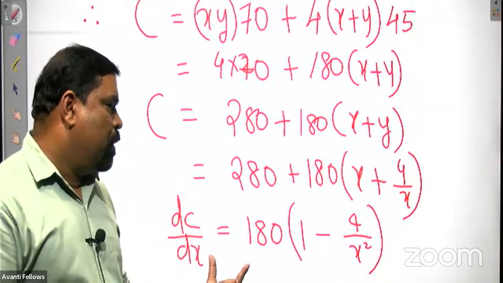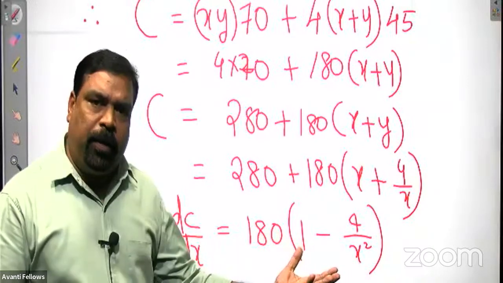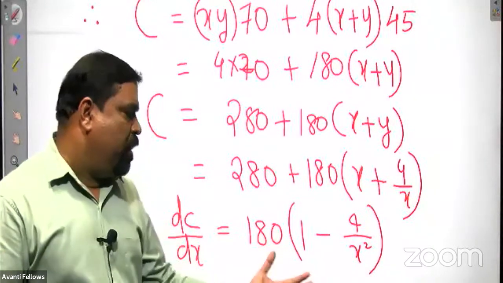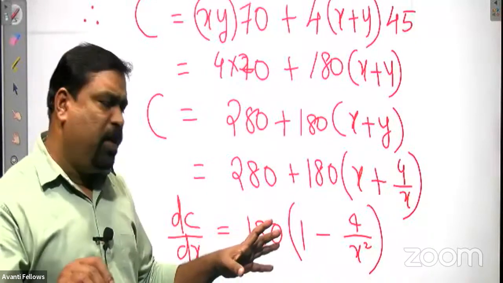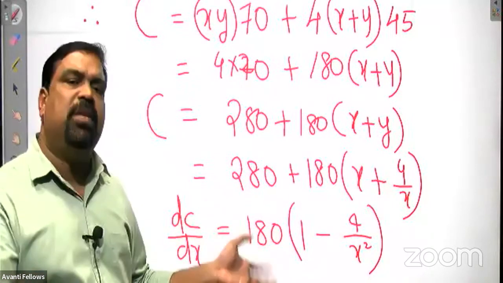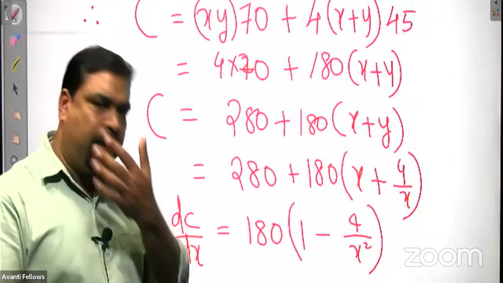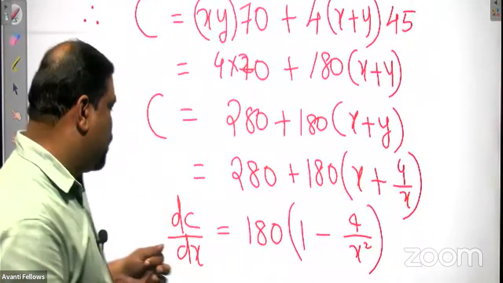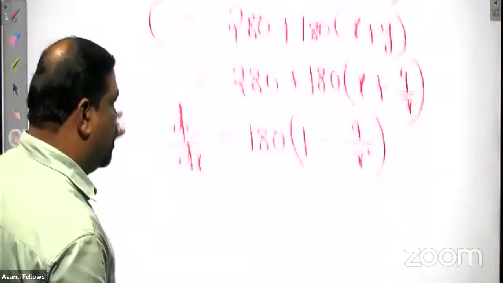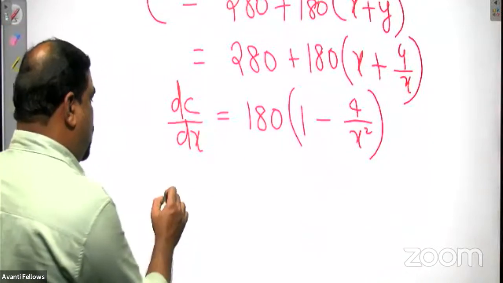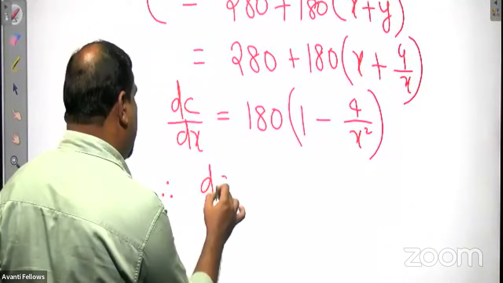Now find the critical point. We have to find the critical point. Critical point means where the derivative is 0, where the function attains a maximum or minimum. That is called the critical point. So let us equate dc by dx equals 0.